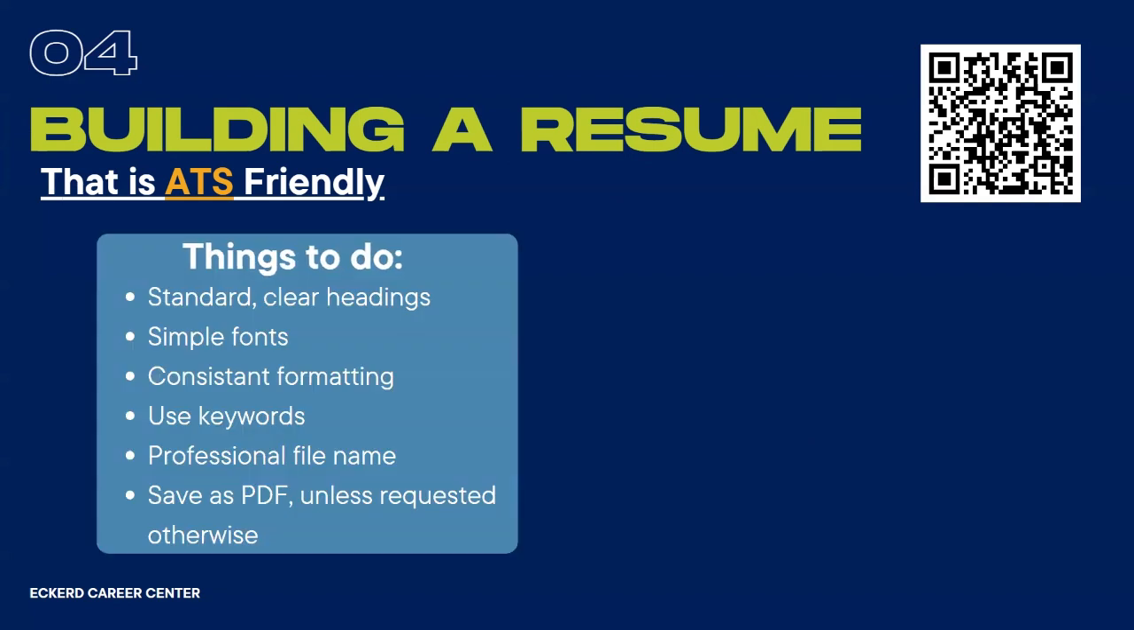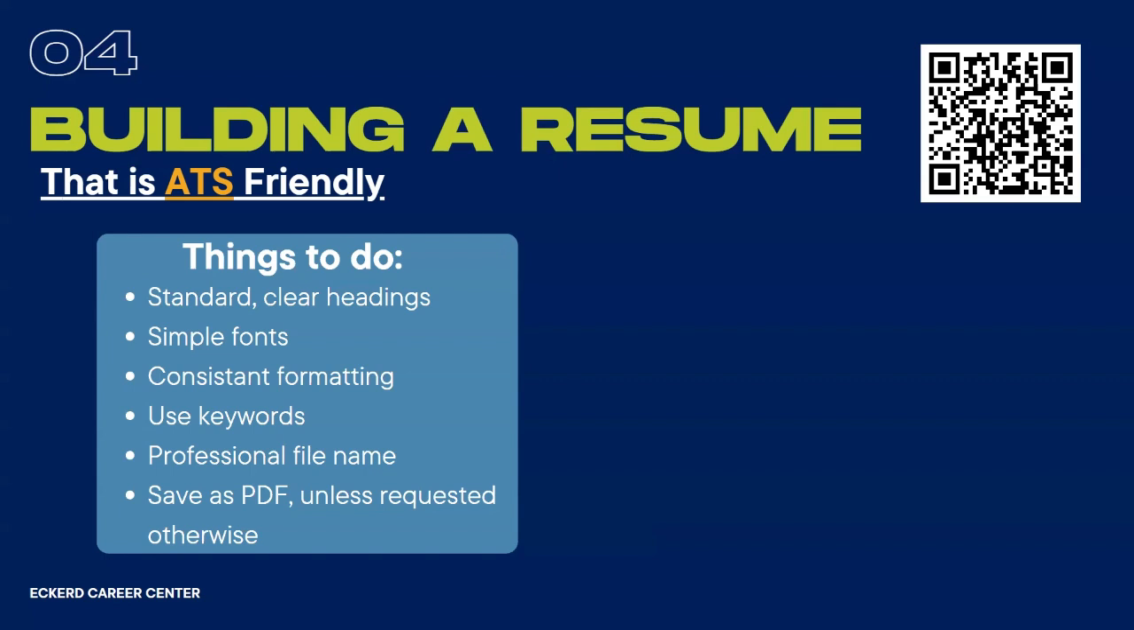Within your resume, you want standard, clear headings that are easy to read and easy to find, and you don't want them to be crazy. Use very simple ones like education, experience, involvement, volunteerism, right? We don't want to get too abstract with our titles because it might be hard for the ATS to recognize what that actually means, or for the employer to find them. We want simple fonts that are easy to read and easy to pick up.